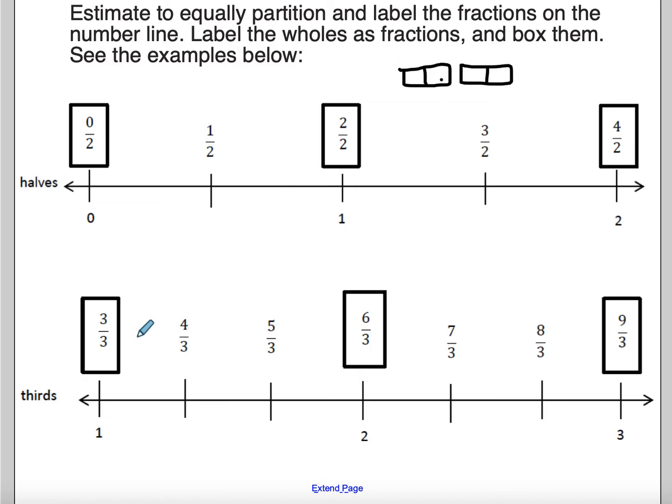So notice every time I get to a multiple of the denominator, it is another whole. For example, 3/3, 6/3, 9/3. These are all multiples of 3, right? So 6 divided by 3 equals 2, that's why it's 2 wholes. 9 divided by 3 equals 3, that's why it's 3 wholes. So just some things to keep in mind as we do today's lessons to help you check your work.